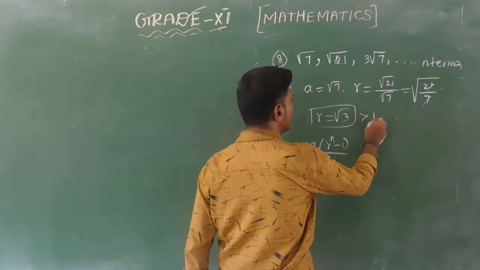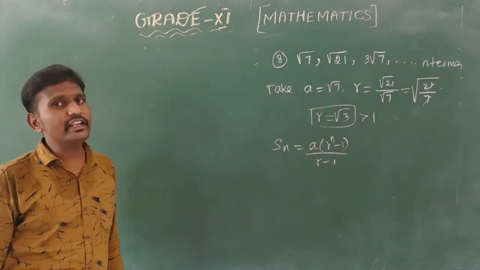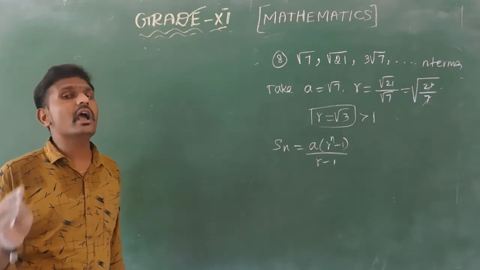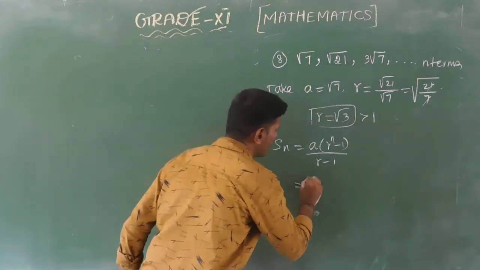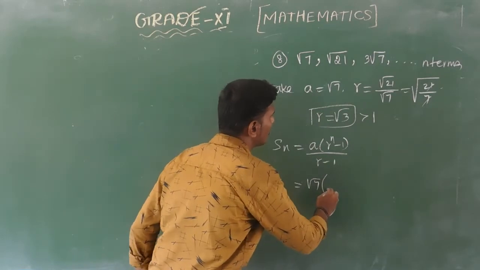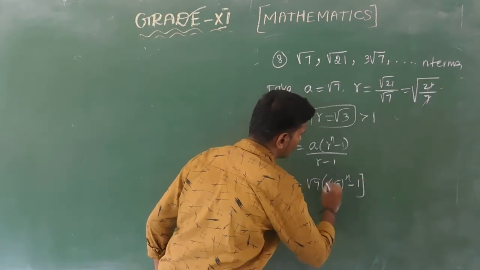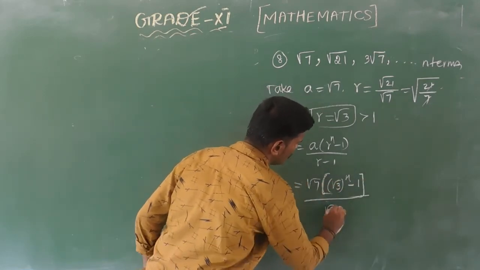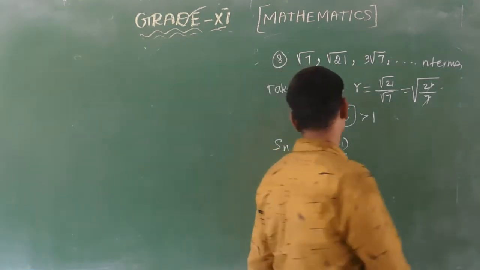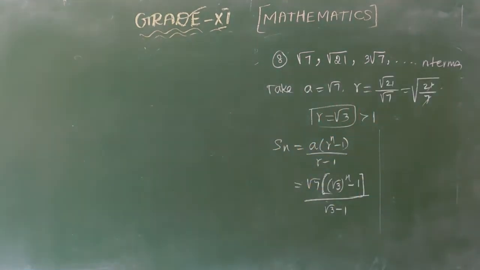Greater than 1. Now I am using the Sn formula A into r power n minus 1 divided by r minus 1. So the value of A is root 7 into the value of r is root 3, the whole power n minus 1, the whole divided by root 3 minus 1. Okay. And finally what we have to do? See the same thing. You have root 3 the whole power n. That is what will come. So take the same thing.